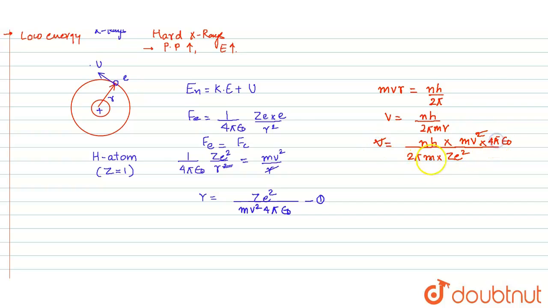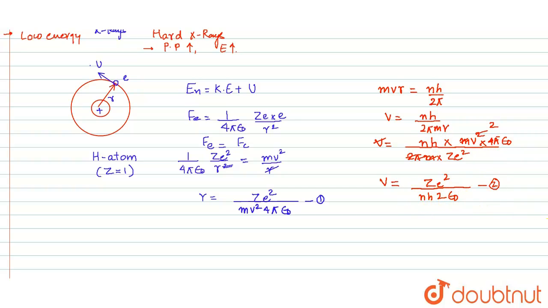This pi and pi will cancel out, 2 and 2 will cancel out, and from here you can calculate the value of V. So V is simply equal to Ze square, this m and m will also cancel out. So V is simply equal to (Ze square) whole divided by, now you can see what is left here is nh, and this is 2 epsilon naught. So nh 2 epsilon naught. Let this be equation number 2.